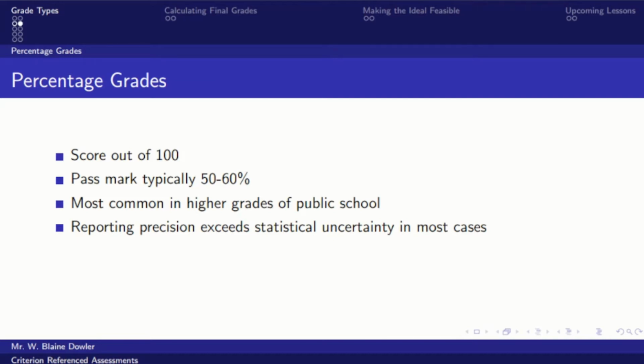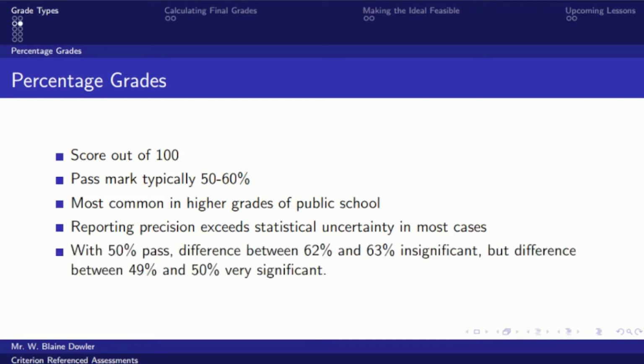Now, the level of that uncertainty is variable. It is greatest when we are near the 50% mark, and it's smallest at the 0 or 100%, because at 0 or 100 you get much more consistent results from the students. But there is that variability, which is often greater than the number that's on the report card. Furthermore, if you're looking at a system with, say, a 50% pass, the difference between a 62 and a 63% doesn't matter much, but the difference between 49 and 50 is very significant.